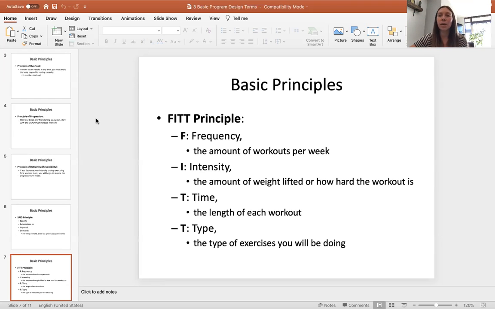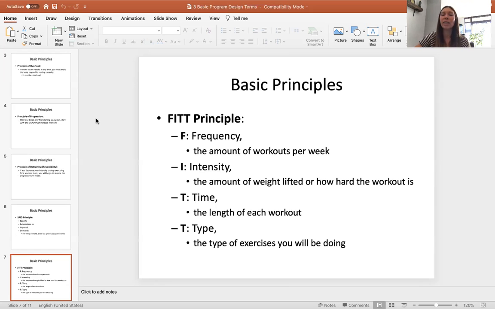So frequency of a workout program is going to be the amount of workouts per week, okay? So that is your frequency. How many workouts are you going to do per week? Is it going to be 2, 3, 4, whatever it may be, how many workouts you're having per week.